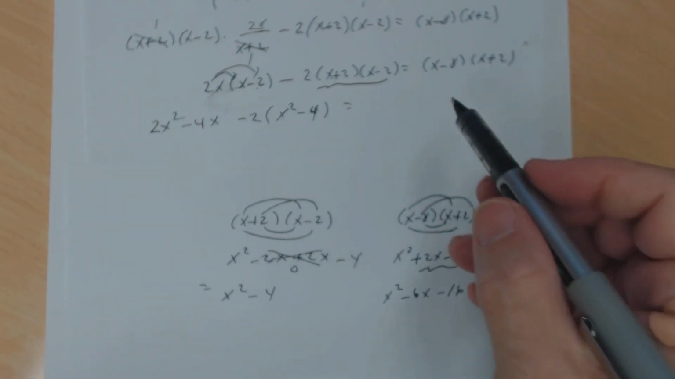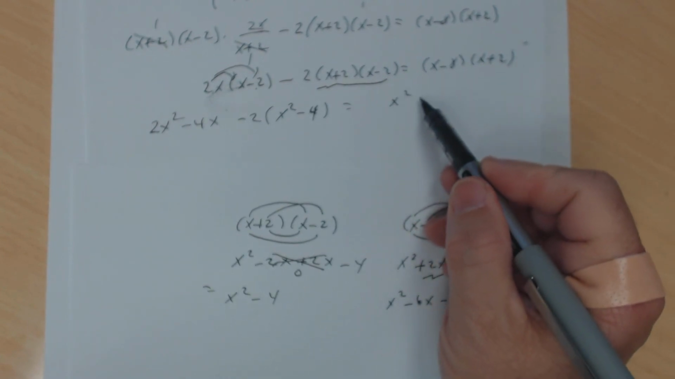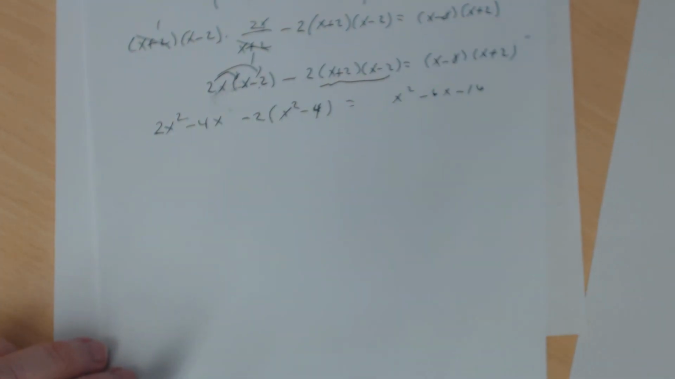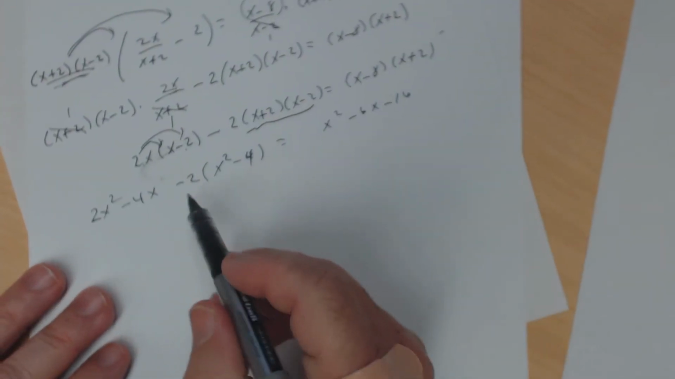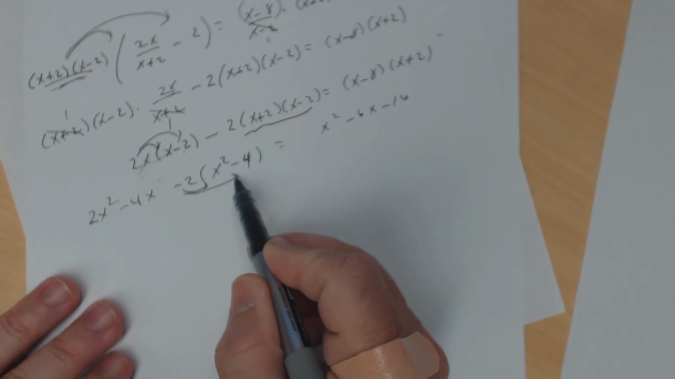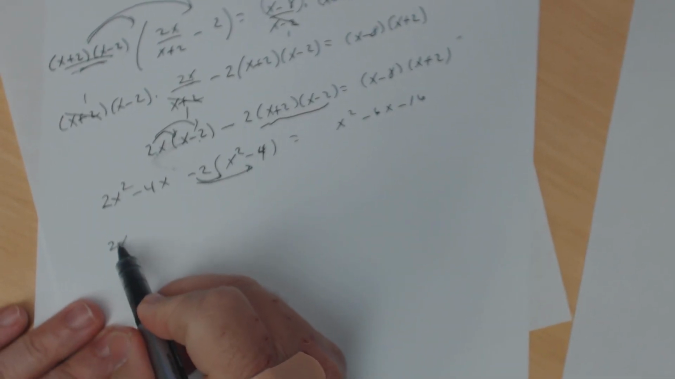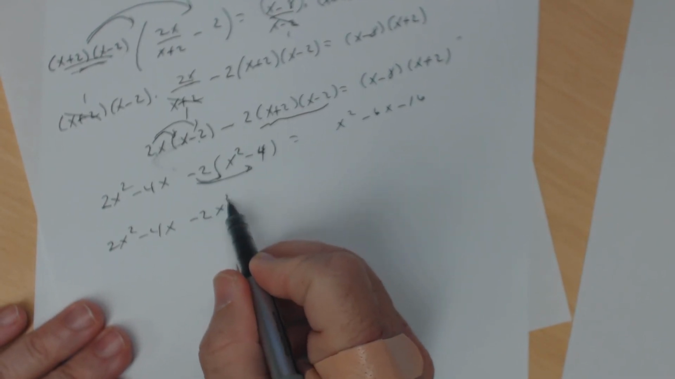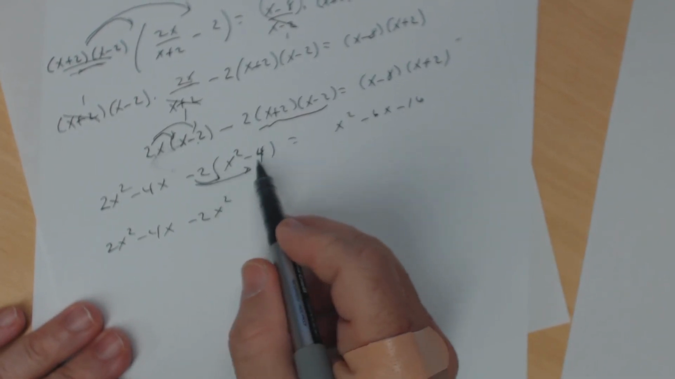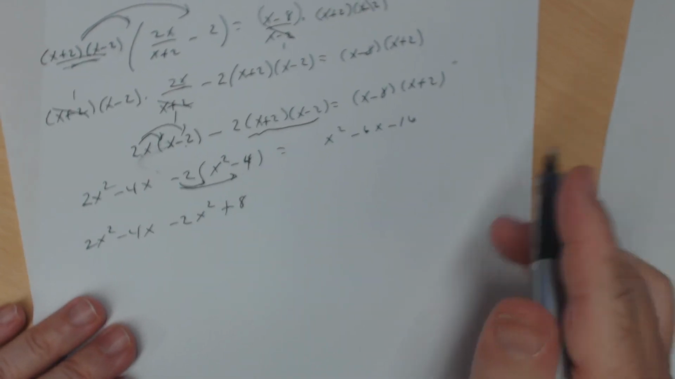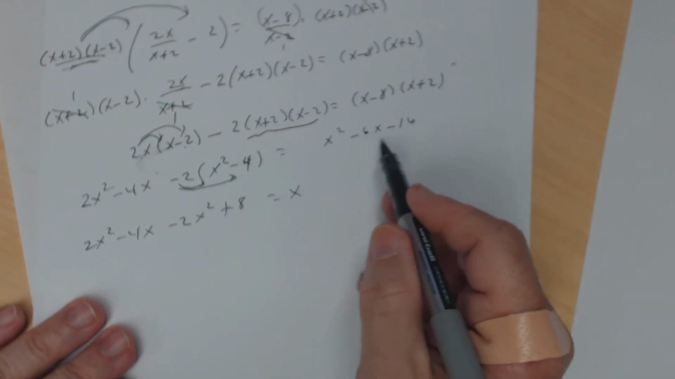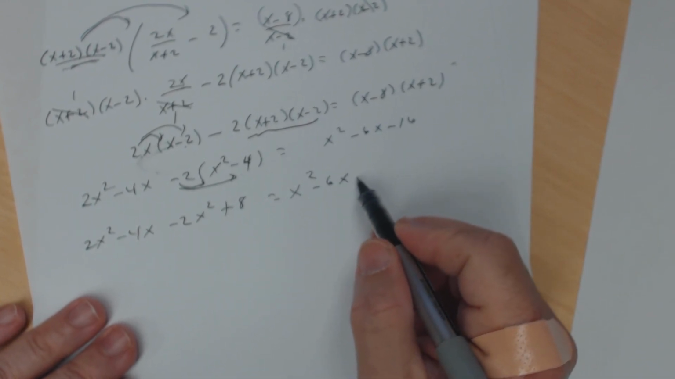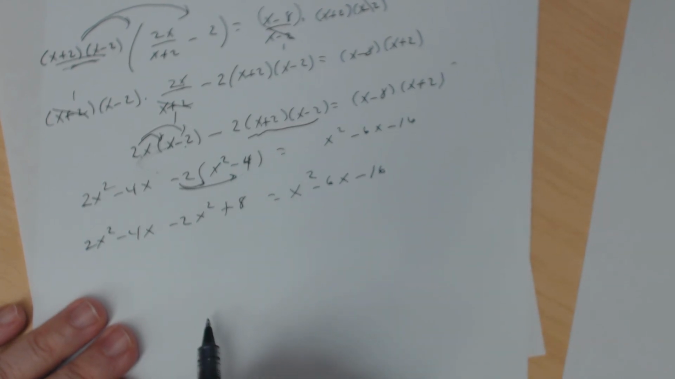So that trinomial goes here: x squared minus 6x minus 16. Okay, so that's where we're at. And over here, distributing the negative 2, so I get 2x squared minus 4x minus 2x squared, and then a negative 2 times a negative 4 is a positive 8. And so that's equal to... I can't combine any like terms over here. There are no like terms. I'll just rewrite it: x squared minus 6x minus 16.